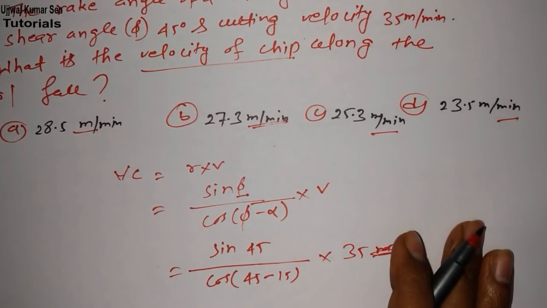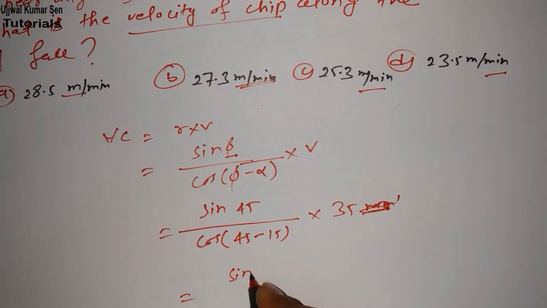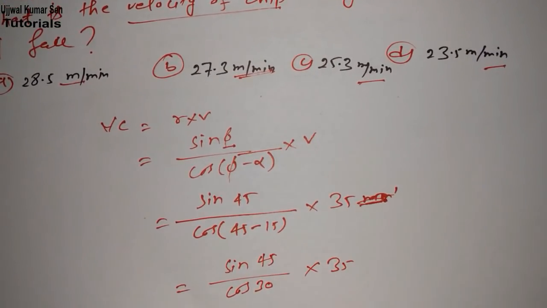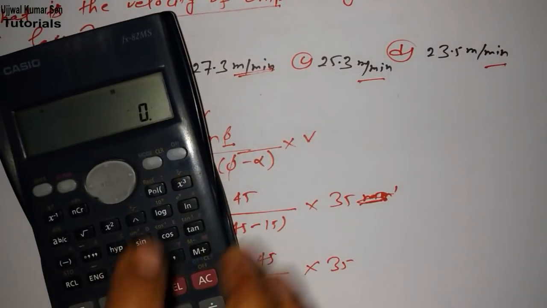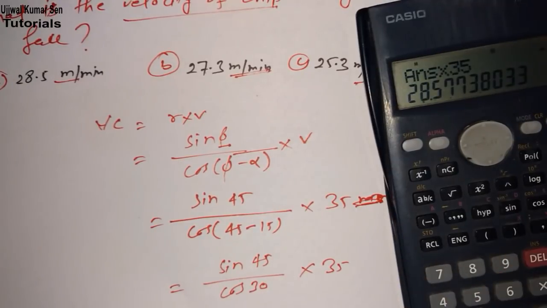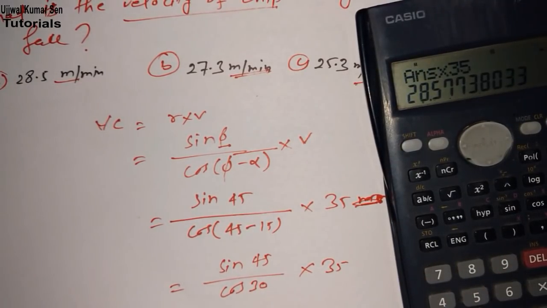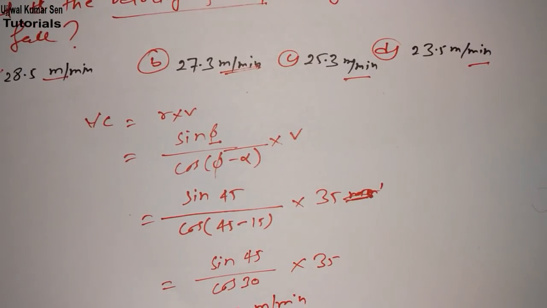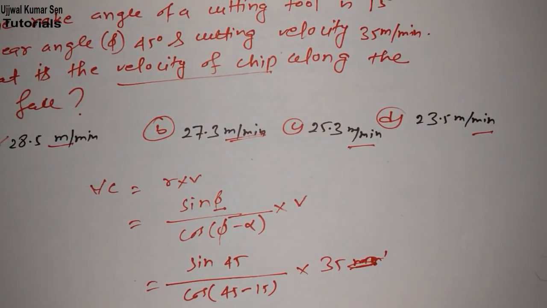Now we need to do a little simplification here, and we have to use the calculator. So we get sine 45 divided by cos 30, multiplied by 35. The answer is 28.57 meters per minute, which exactly matches option A. So no need to delay, just mark the right answer and get the marks. This is how to find the cutting velocity of the chip, or chip velocity. The first question is solved.